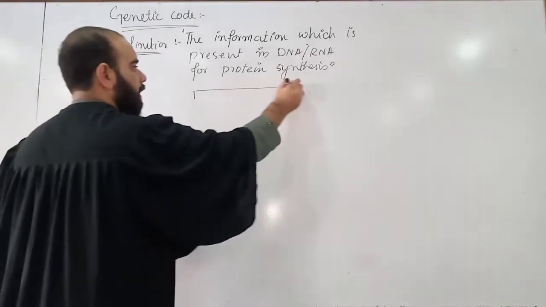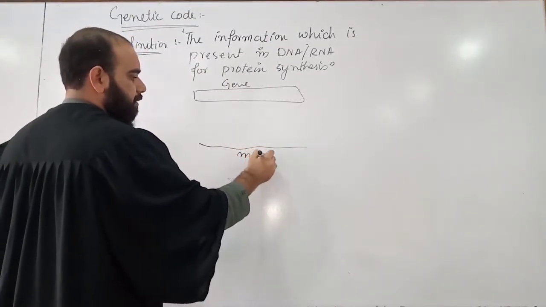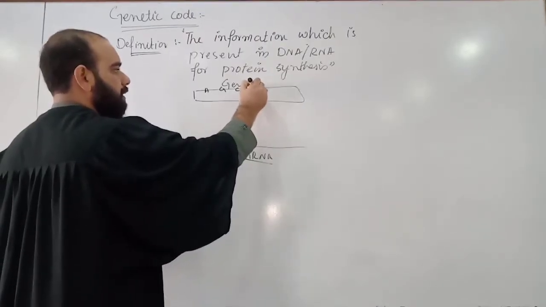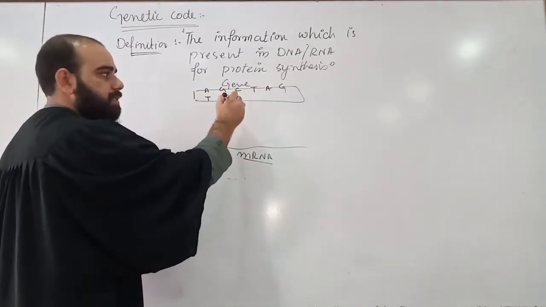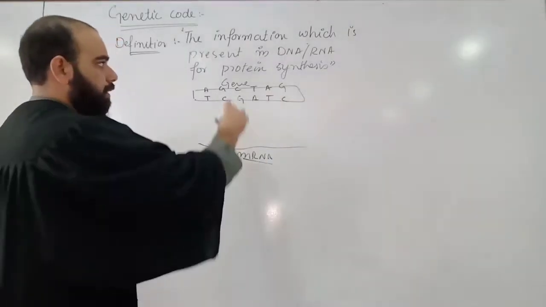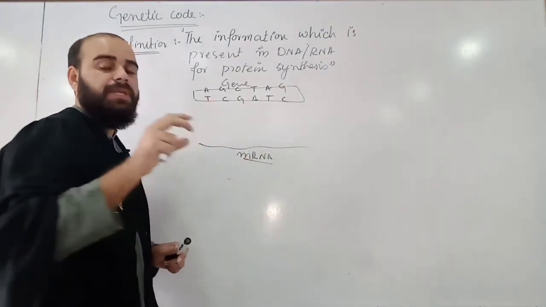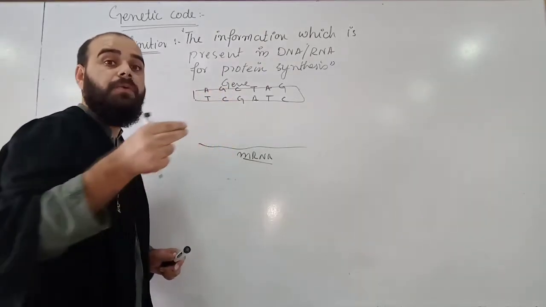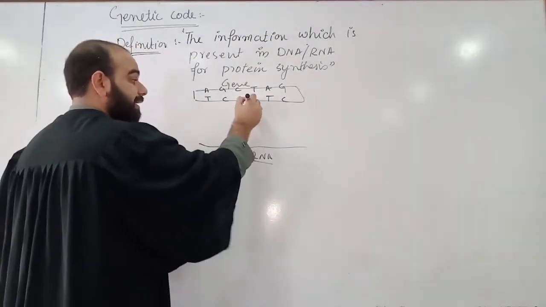Let's suppose this is a gene and messenger RNA. We know that a gene consists of nucleotides: adenine, guanine, cytosine, thymine, adenine, guanine. This is thymine to adenine, guanine to cytosine, cytosine to guanine, thymine to adenine, adenine to thymine, and guanine to cytosine. This gene consists of a nucleotide sequence, and these nucleotides carry information for protein synthesis. This information in the gene is present in the form of nucleotides, and these nucleotides act as a code, known as genetic code.